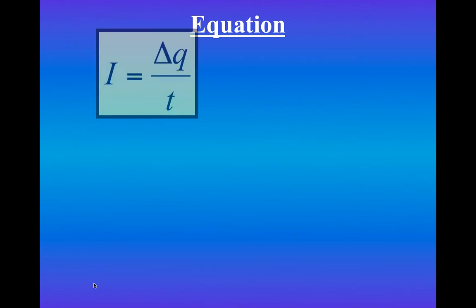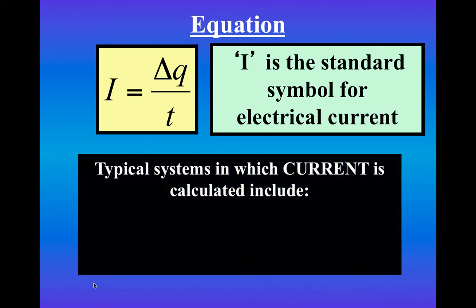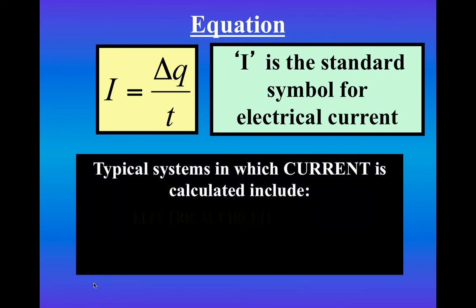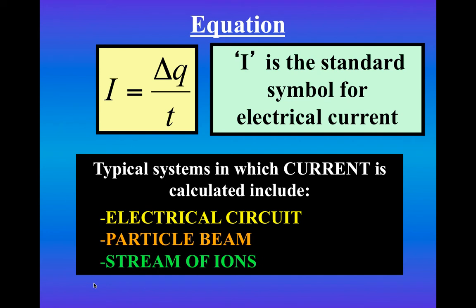1 coulomb, capital C, divided by seconds. The equation that we use to solve for current is capital I, which is equal to the change in charge divided by time. So capital I stands for current. The change in Q is our change in charge, the change in the coulombs, divided by T, our time. Typical systems in which current is calculated will include, of course, electrical circuits. That is what we are going to focus on. Particle beams, like rays, and streams of ions, which you will talk about in chemistry, unbalanced charges.